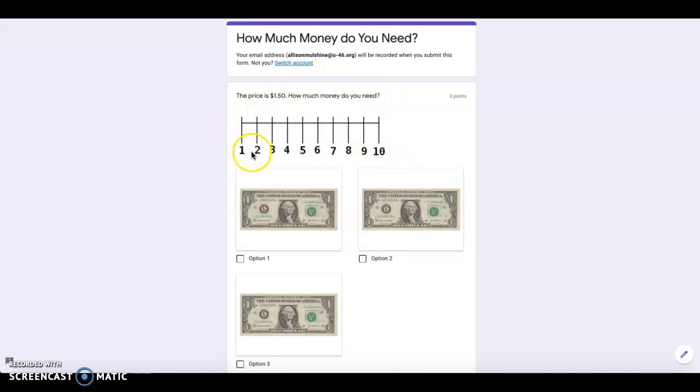I'm going to use this number line to help me figure out how much money I need. Since it's $1.50, I'm going to come to the 1. I know that I need 1 more, so I will need $2. So I will come down here and check off $1, $2, and that would be my answer.